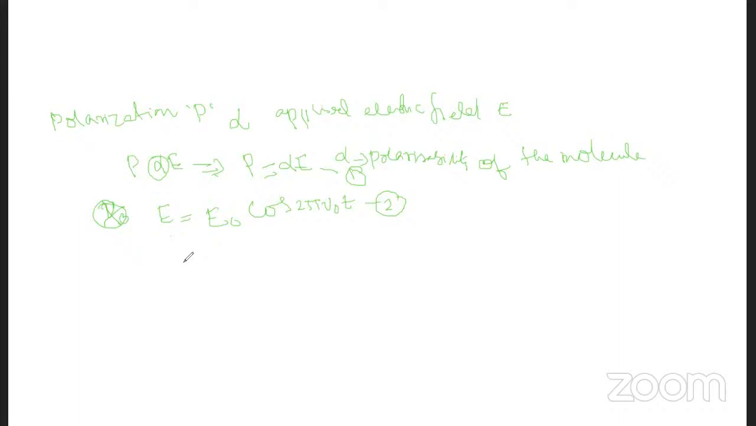So E is equal to E naught cos 2 pi nu naught t. Suppose capital Q here, what is capital Q? Let Q be the coordinates, otherwise normal coordinates, associated with the particular mode of vibration of frequency nu m. So this is the electric field equation we have written.